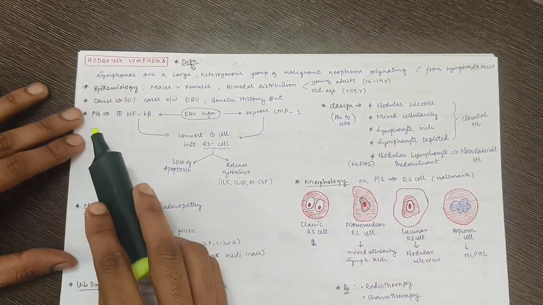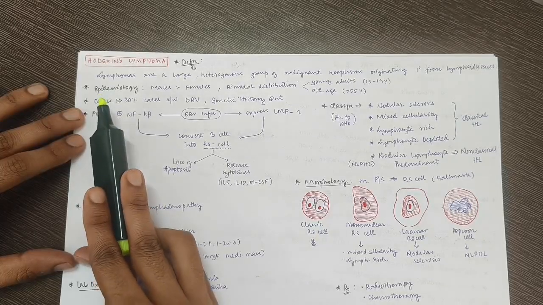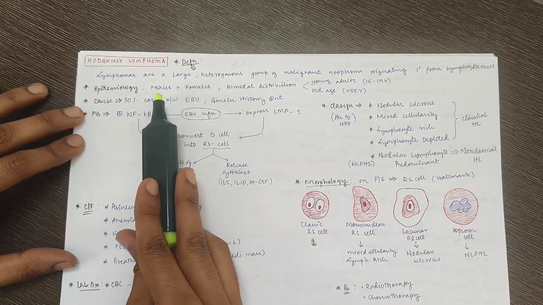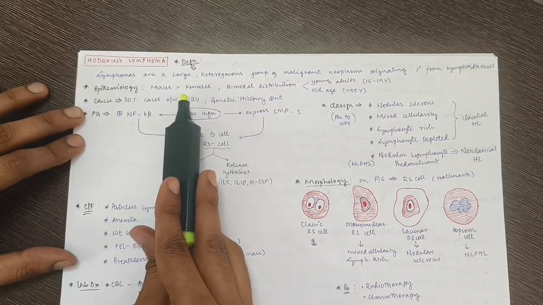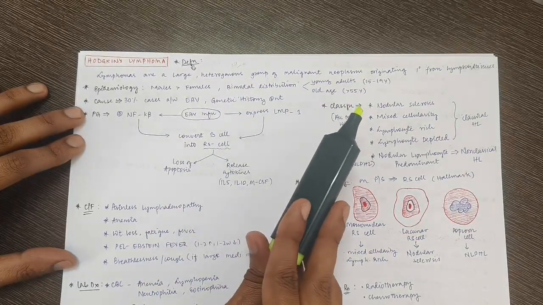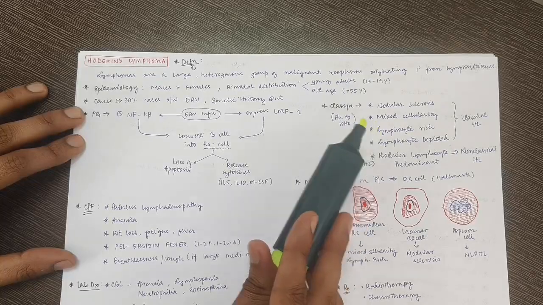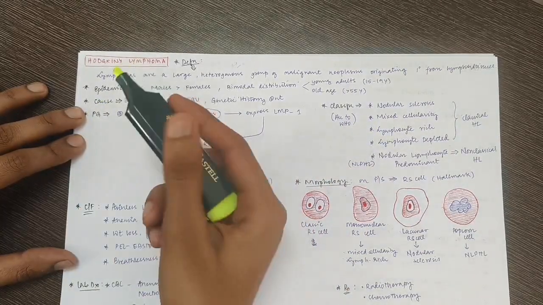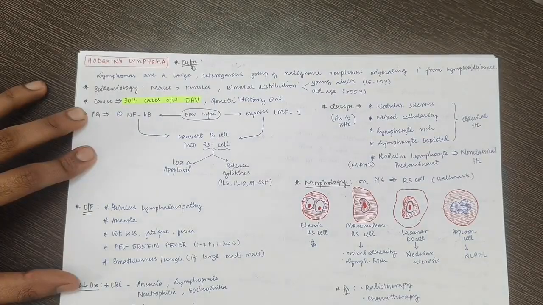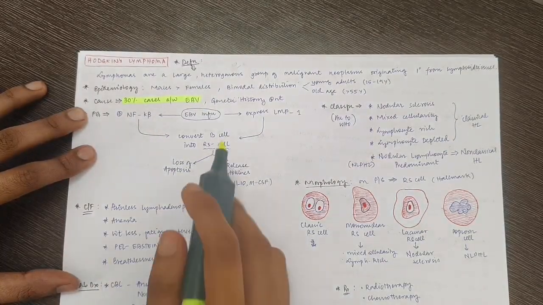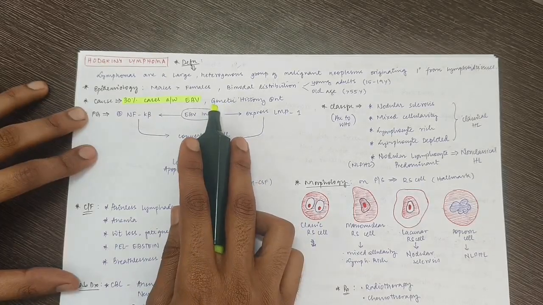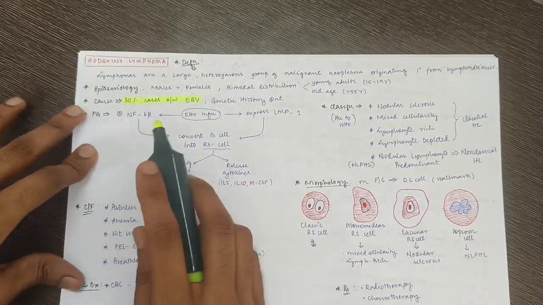In Hodgkin's lymphoma, what are the predisposing factors, or what is the epidemiology? Males will be affected more than females. Then it is a bimodal distribution. Usually it is seen in young adults, that is 15 to 19 years, and old age more than 55 years. What is the cause? 30% of Hodgkin's lymphoma cases are associated with EBV, and there is a 1% history of genetic predisposition.